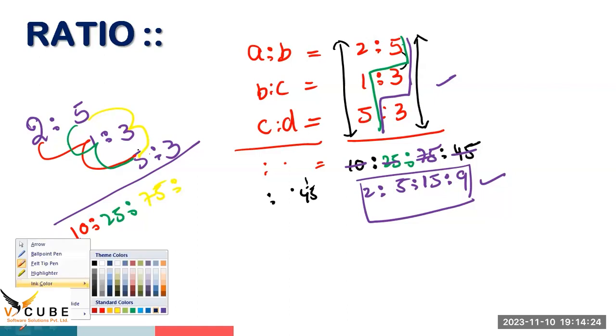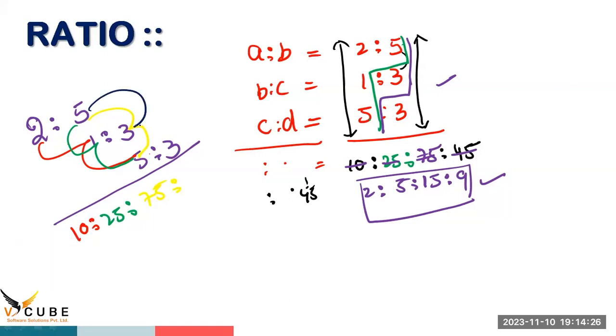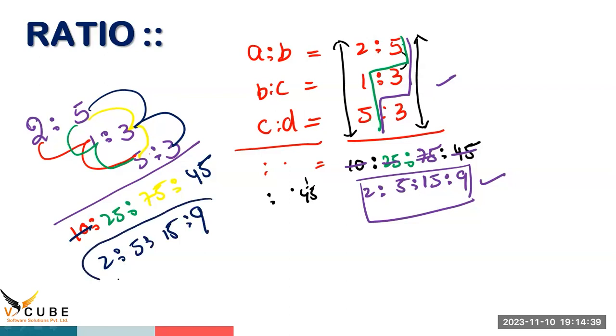Right, now to find the d value, 5 3s are 15. So 15 3s are 45. Everything cancels with 5, so let's cancel. So 5 2s are, 5 5s are, 5 15s are, 5 9s are. The final answer is here: 2 is to 5 is to 15 is to 9.